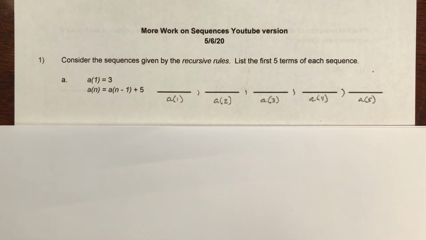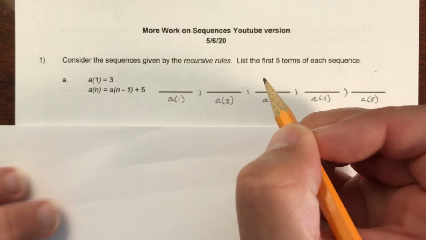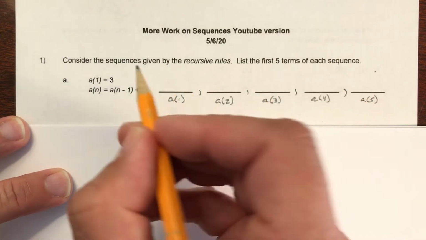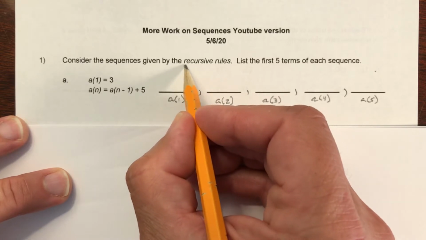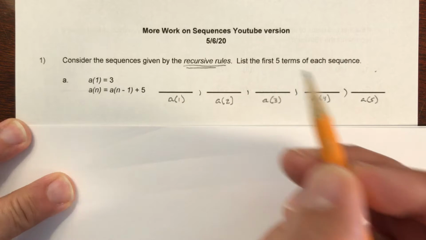Today we are doing more work on sequences. Today should be 5-6. All right, check your dates. Let's go and get started with recursive rules. They could say recursive formulas, definitions. It doesn't make a difference, it's the same thing.